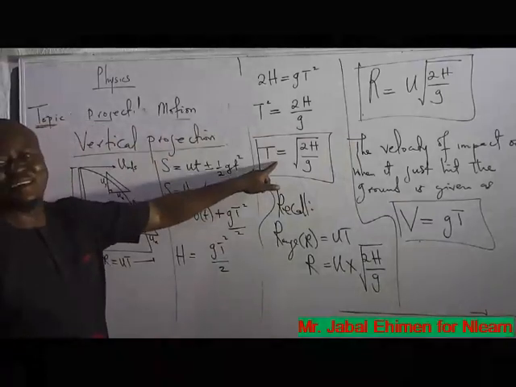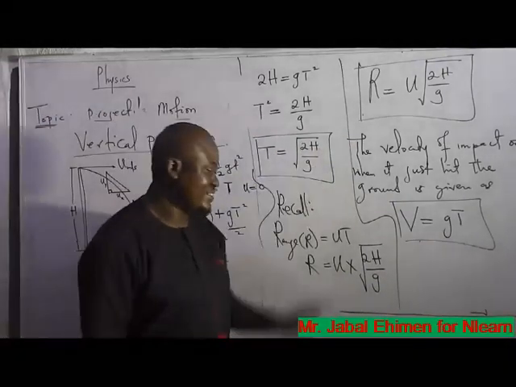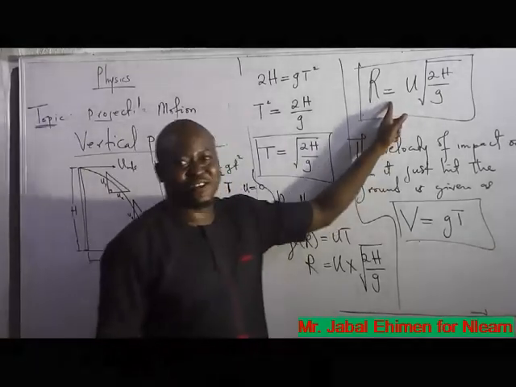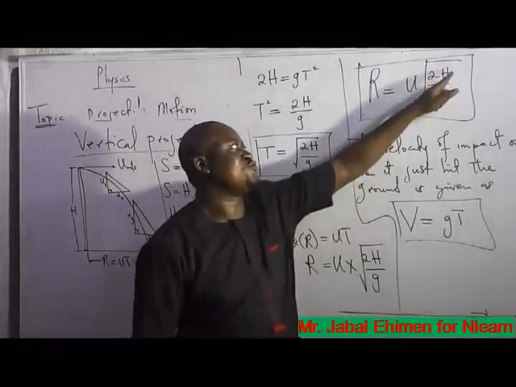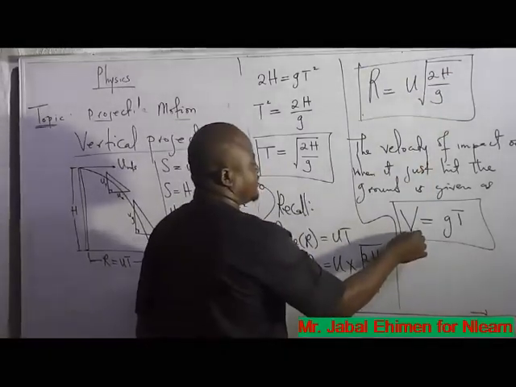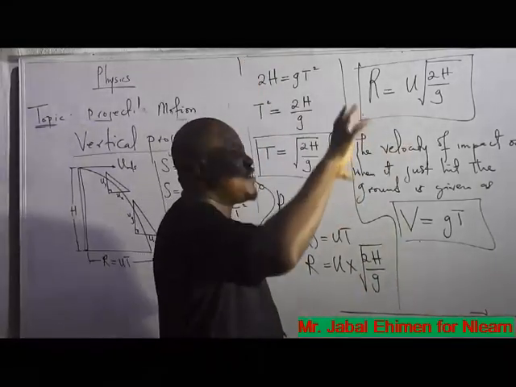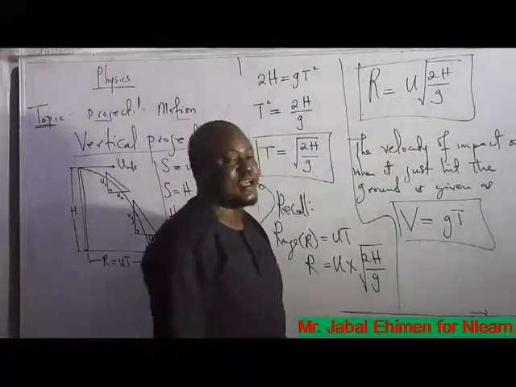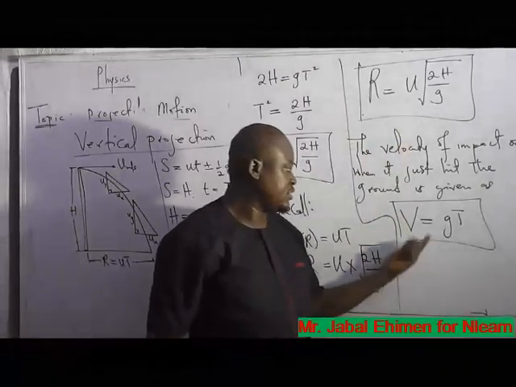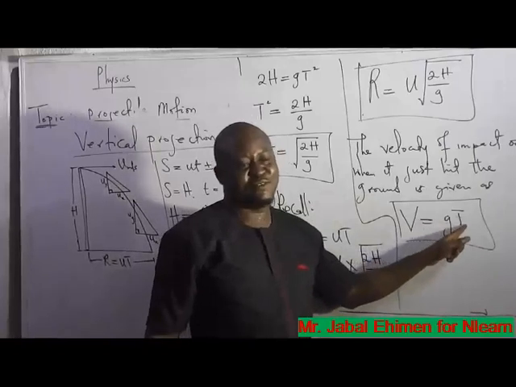The first one is that time is equal to the square root of 2h over g. The second is that the range of the trajectory is u times the square root of 2h over g. And the last, which is not the least, is that the velocity at which it hits the ground, immediately it's thrown, is coming down. The velocity at which it just impacted the ground is equal to gt, gravity times the time of flight.